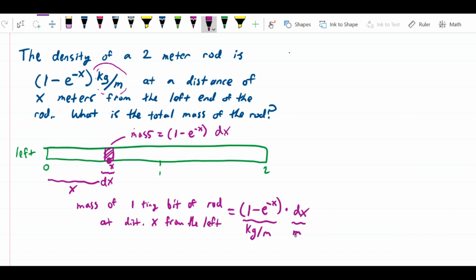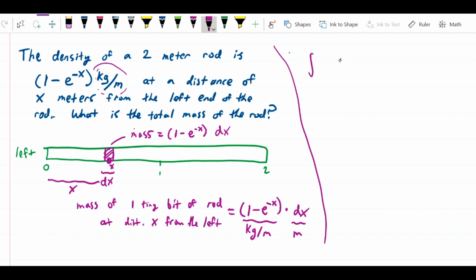I think I've made the point before that if you can get the units to come out right, you've usually found the right expression. It's not universally true. It's possible to do it wrong, but it's often a good guide as to how to do it. So if that's the mass of one tiny little bit of rod, what do we do in calculus? We use the integral to add it up.